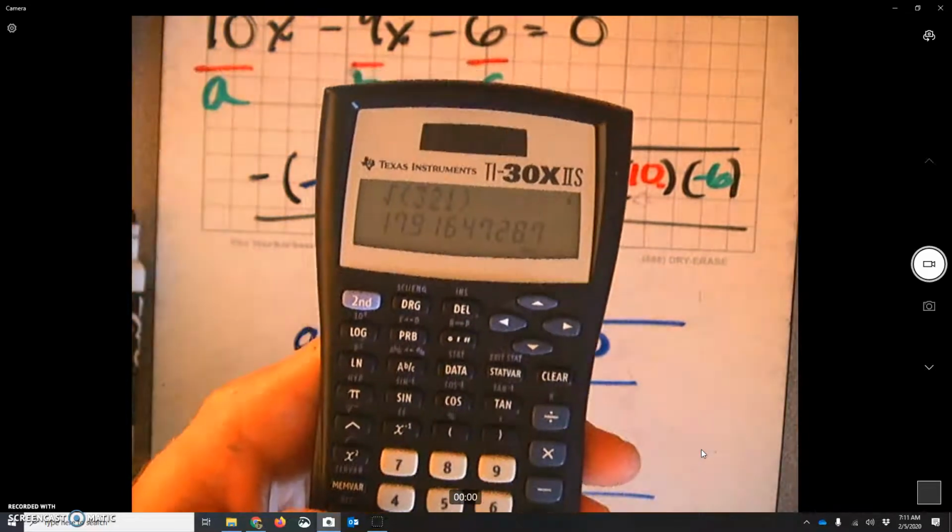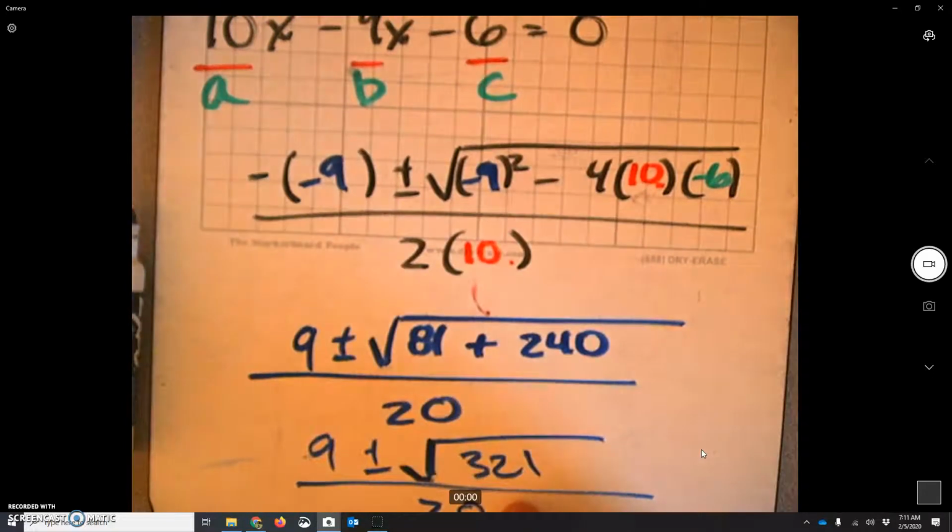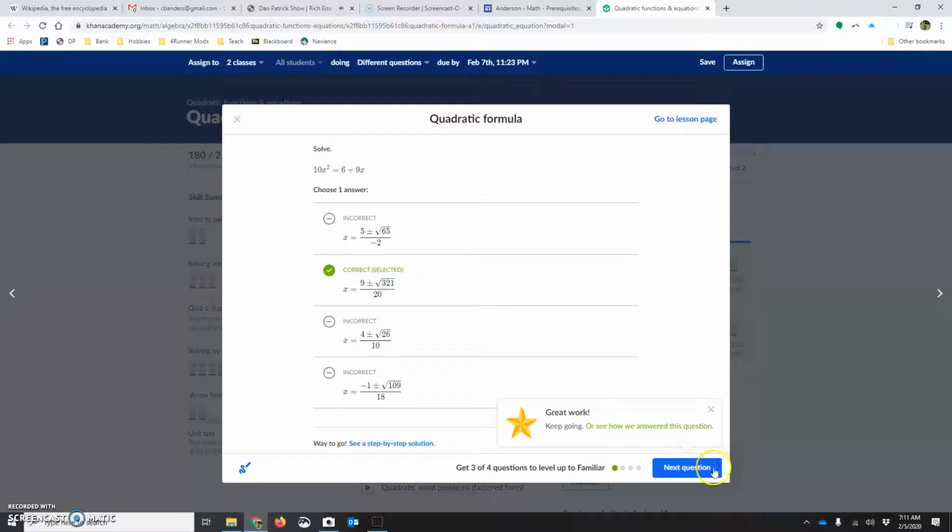If it's a decimal, then you're going to leave your answer like this. You might be able to simplify your radical a little bit more, but you can't. This is an appropriate answer. So that's why they have it like that. Next question.